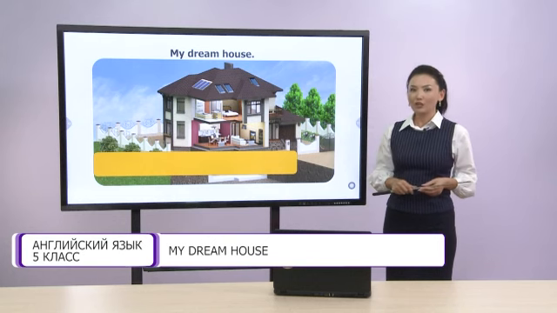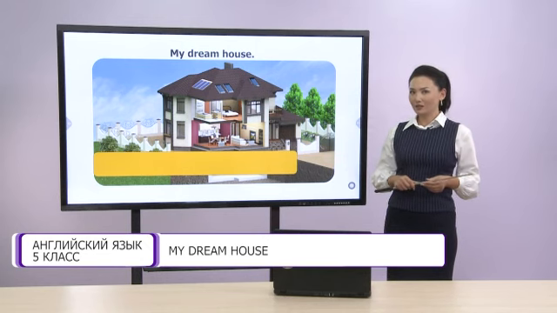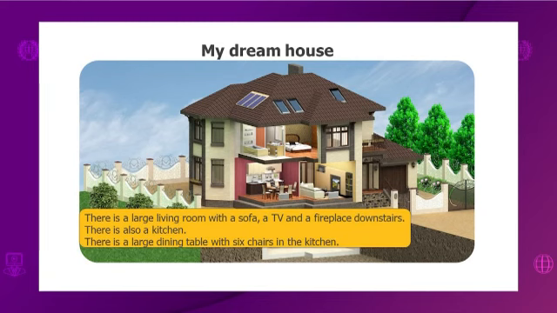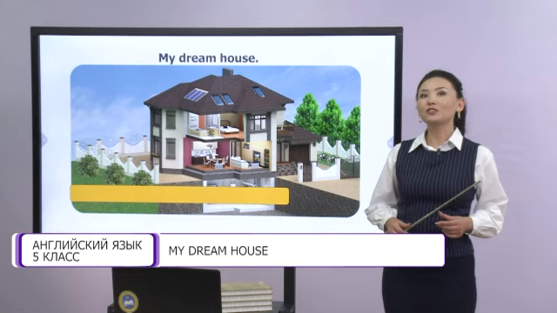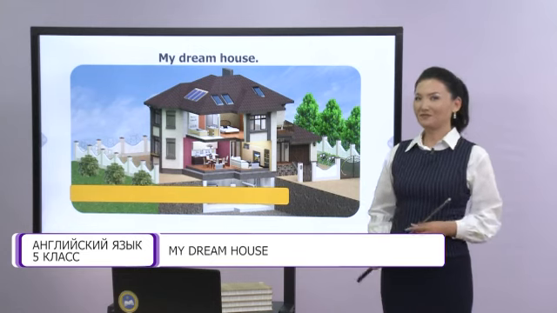Dear students, what can you see downstairs? There is a large living room with a sofa, a TV, and a fireplace downstairs. There is also a kitchen. There is a large dining table with 6 chairs in the kitchen. Please write this information down. It is very important.